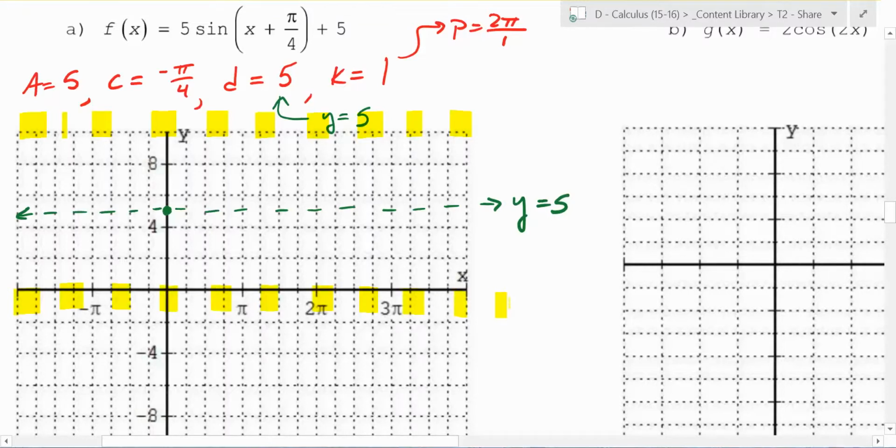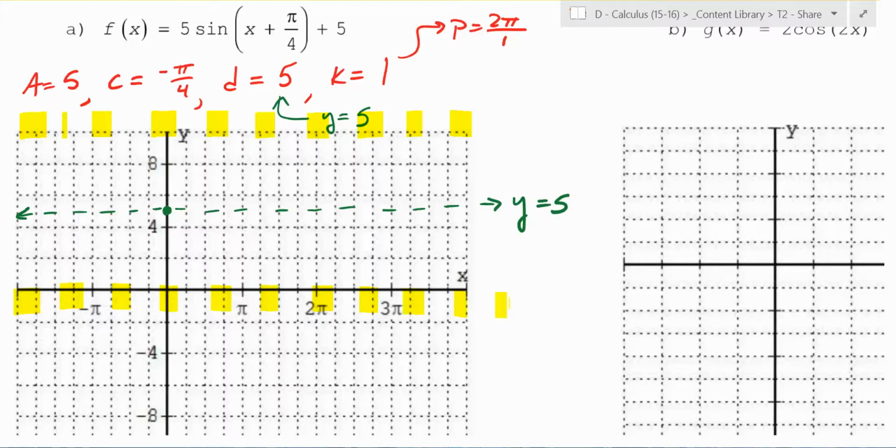Excellent. Horizontal shift. Usually sine starts at the origin, right? We now know it's gone up 5. Does it go left pi over 4 or right pi over 4? Right. No, it goes left pi over 4 because it's negative. Here's why. You have to be really careful about this. When you plug in negative pi over 4, what's negative pi over 4 plus pi over 4? 0. So negative pi over 4 now has the same effect as 0.